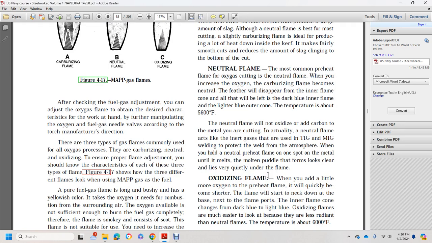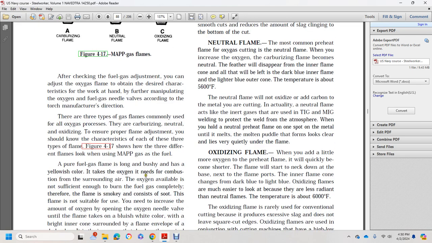Work further by manipulating the oxygen and fuel gas needle valves according to the torch manufacturer's directions. There are three types of gas flames commonly used: the carburizing, the neutral, and the oxidizing. Proper flame adjustment shows the characteristics of each at the tip of the flame. Figure 4-17 shows the three different flames, using MAP gas as fuel.